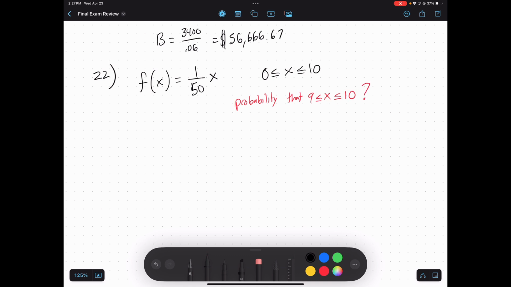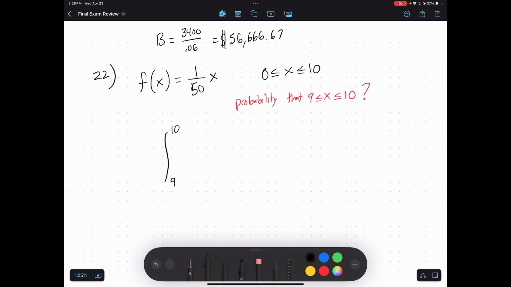How do I set up my integral here? It's for sure going to be an integral, so I'll put my little integral symbol. Bounds? What are the bounds? They would be 9 and 10. Yeah, 9 and 10. That specific area that we're looking at. So your bounds are that specific region that you're concerned about. Right? It's 9 and 10.